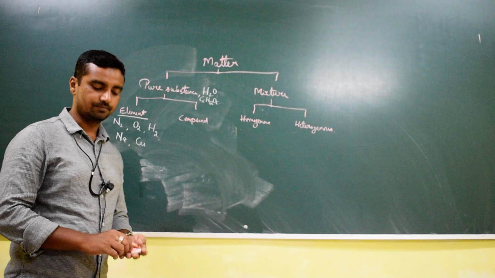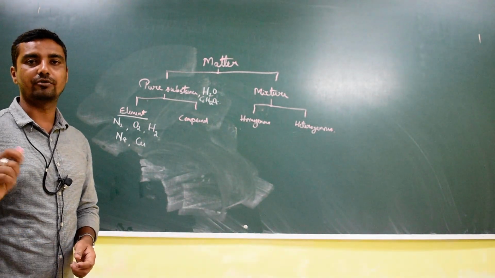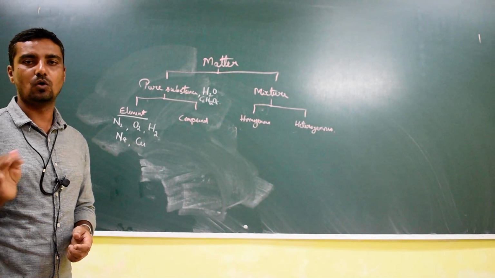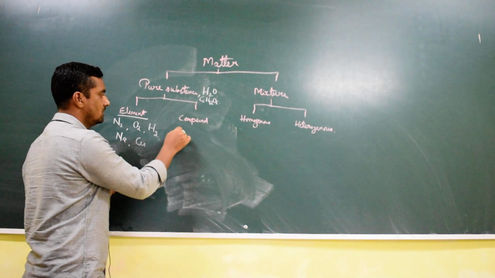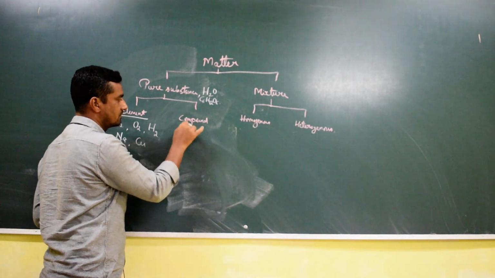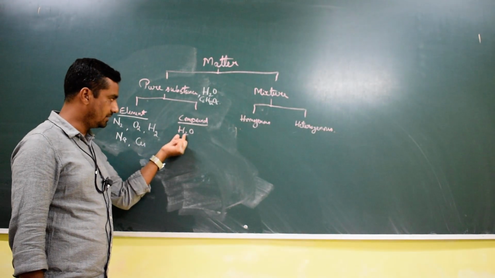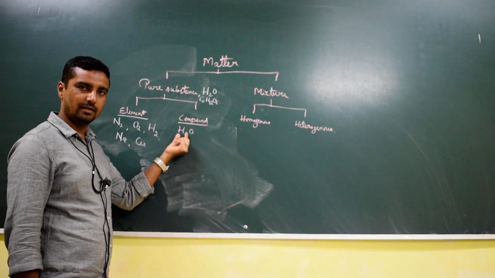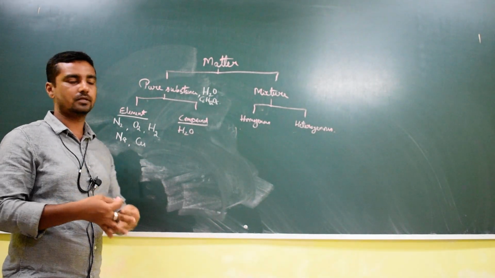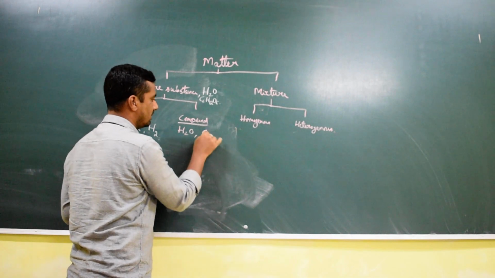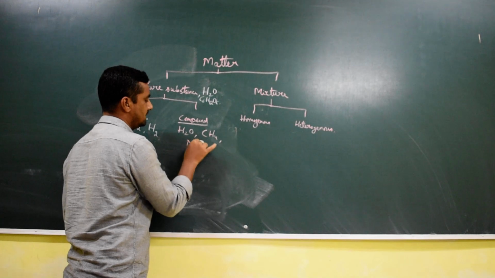If it comes to compounds, it will be containing two or more different types of elements. Two or more different elements combined to form a compound. Example, water is a compound because this one element and this one element are combined to form a compound. Methane CH4 is a compound. Ammonia NH3 is a compound.